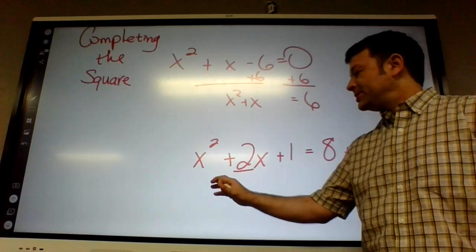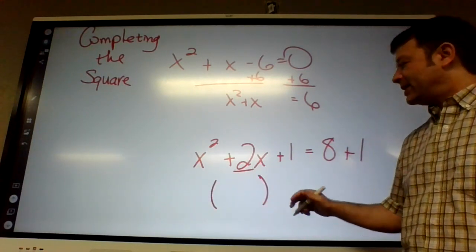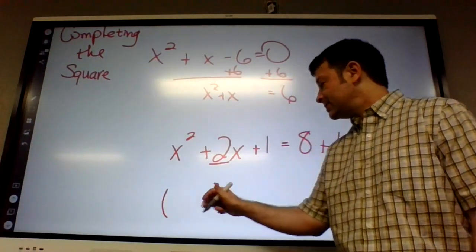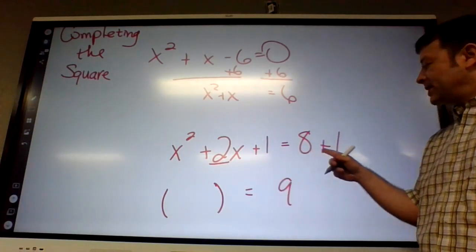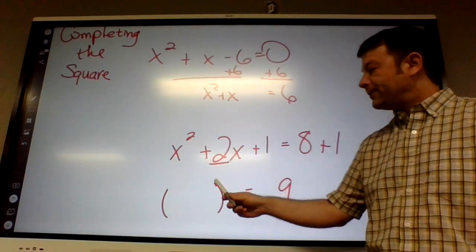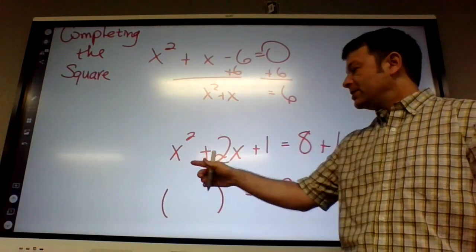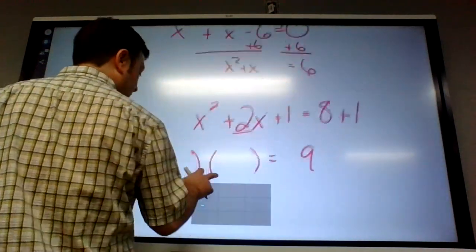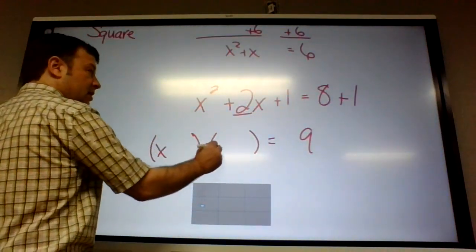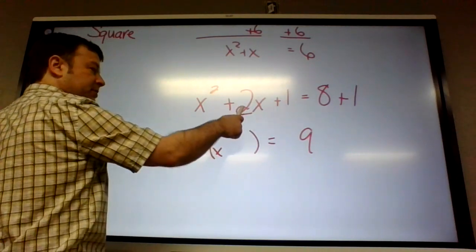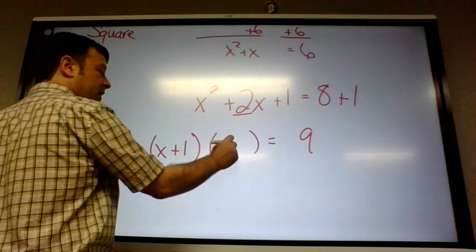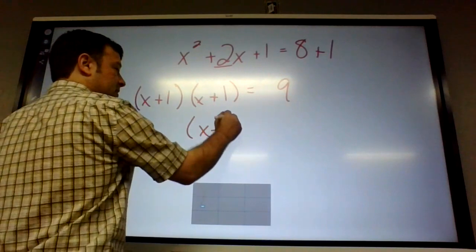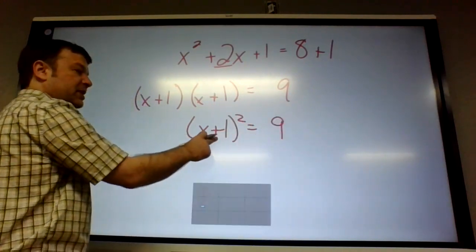Now the reason that we do that is because the left side is now going to factor perfectly. The right side is just 8 plus 1, 9. Okay, what's the left side going to factor to? What multiplies into 1 that adds up to 2? 1 and 1. When you complete the square, you'll always get something squared.